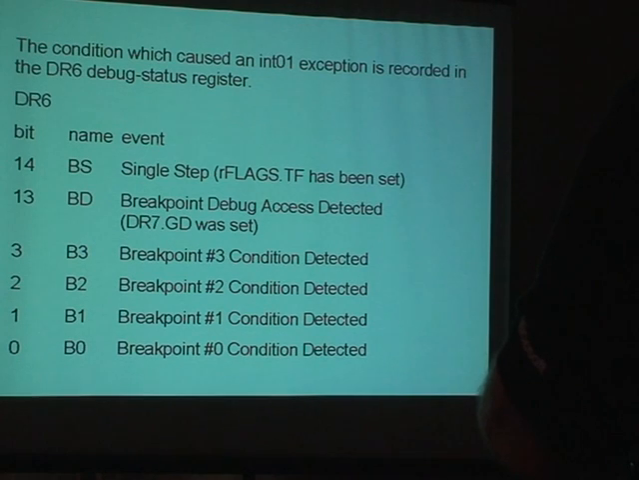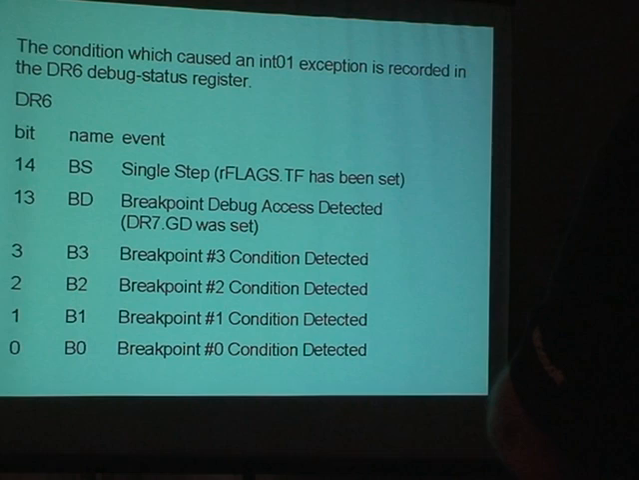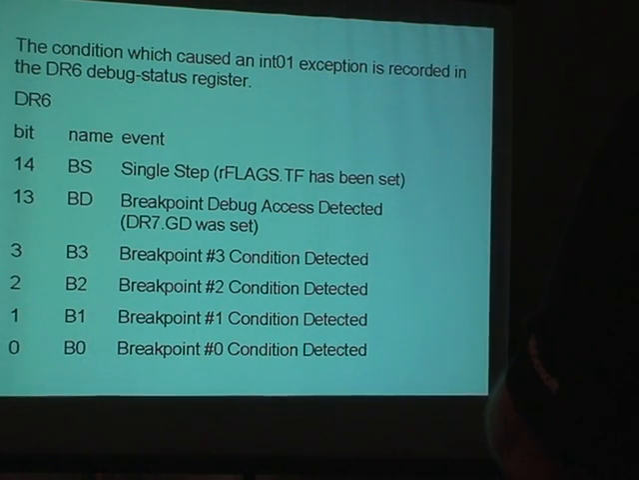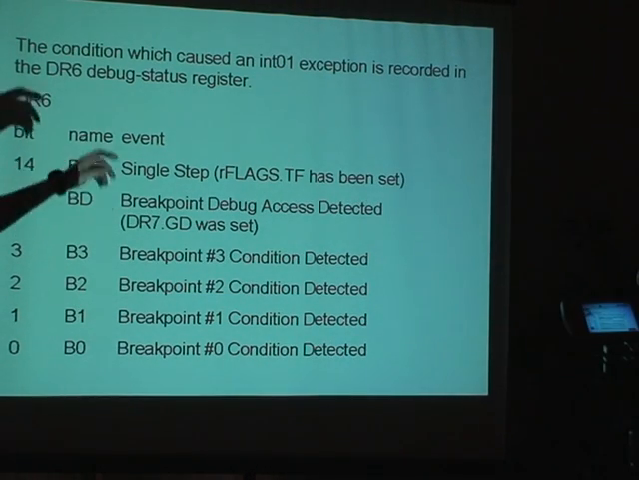So I told you that after interrupt 1 is hit, we have debug register 6. Its name is debug status register, and when interrupt 1 is hit, this debug register 6 holds the name of the event which led to triggering this interrupt. We can say that interrupt 1 is a big container. Perhaps 5 various conditions may lead to triggering this interrupt 1.